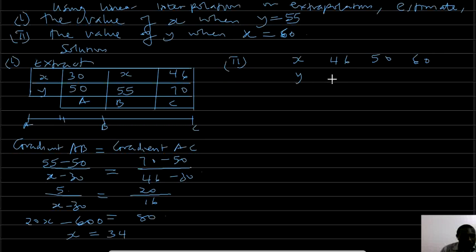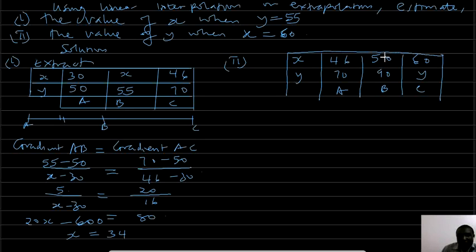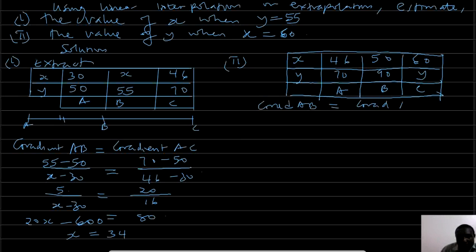Then y, they are corresponding. We have 70, we have 90, and I have y, for A, B, C. Still, we are going to use the same knowledge that the gradient between AB is equal to the gradient between AC, because they are linearly related. Things which are linearly related can be represented on a straight line. So let's have that: gradient AB is equal to gradient AC.